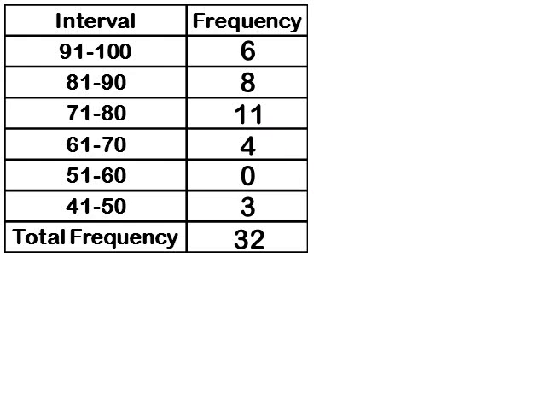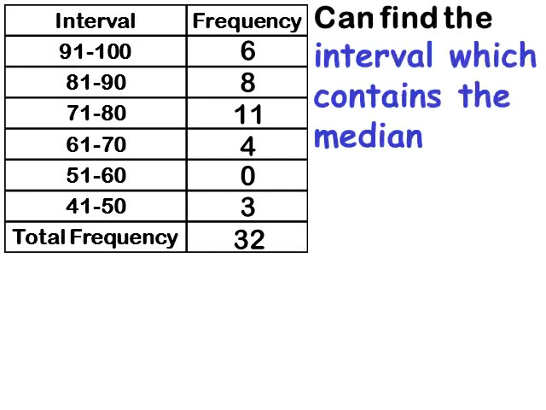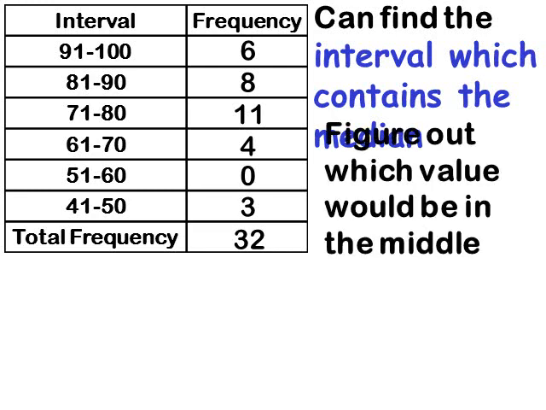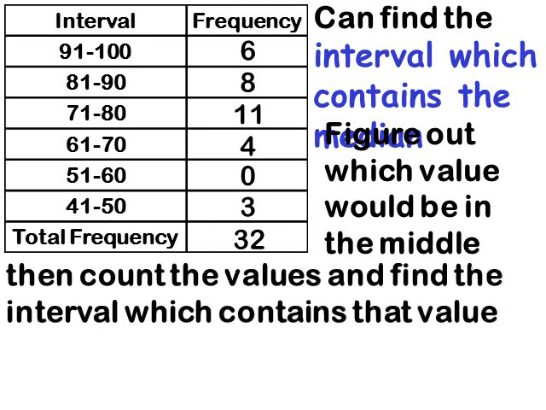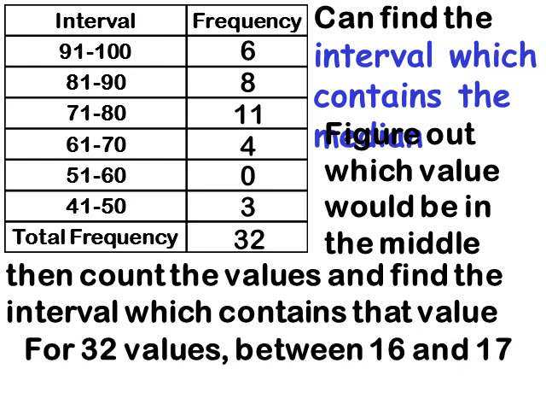Again, we have our frequency table. Can you find the interval that contains the median? If you take a look at your total frequency, we would have two groups of 16. Then you're going to count the values and find the interval that contains that value. So we are going to be between the 16th and the 17th value. So we are going to need to count from both the top and the bottom of our table.